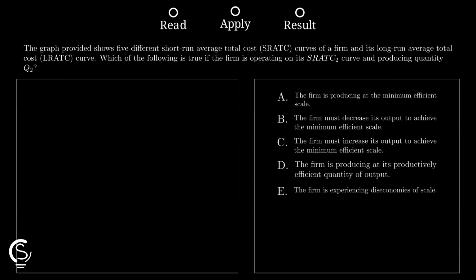First, we must identify the minimum efficient scale on the graph. This specific point occurs at the lowest point of the long-run average total cost curve, which is located at quantity 3.